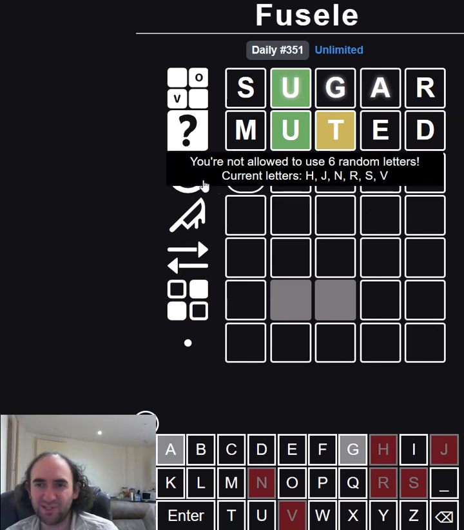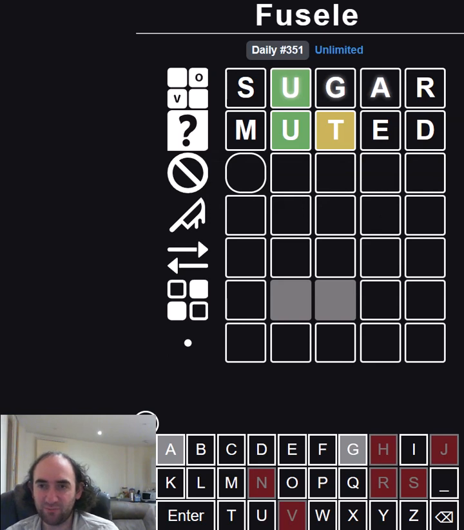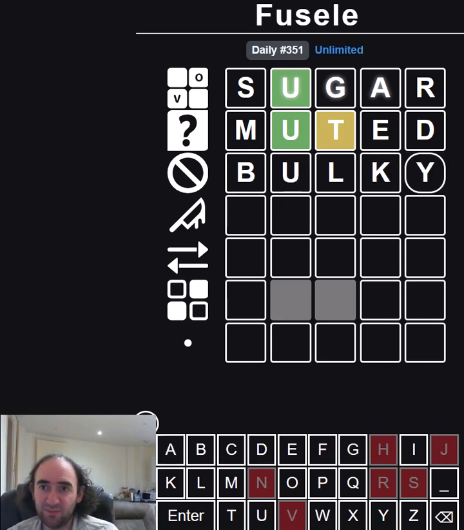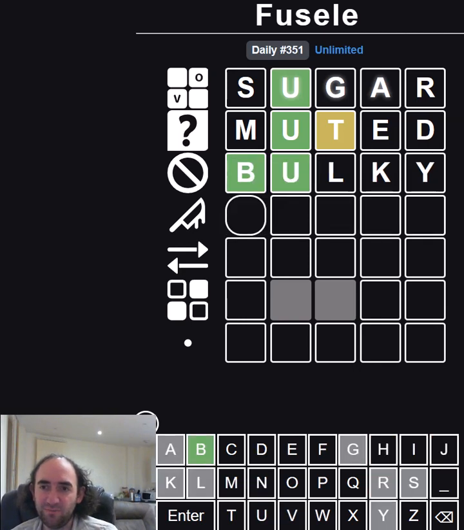So I'm not allowed to use 6 random letters. Those are the ones that are in red at the bottom. But what am I going to do instead? The fact that we don't know what's lying on the second guess makes this a lot more difficult. And the fact that we can't use any of those letters doesn't help either. How about we try bulky? This is a possible answer, to be fair, because the T might be the thing that's lying on guess 2.